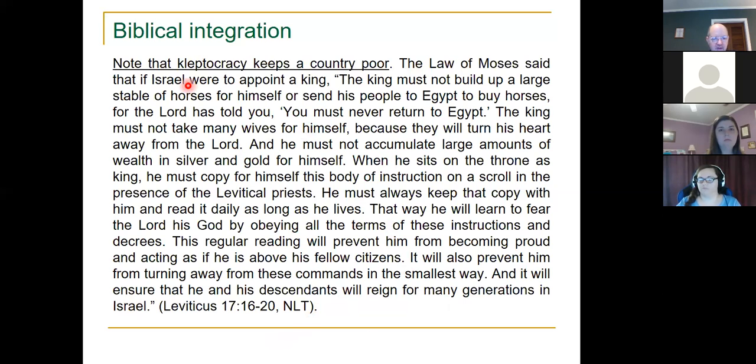So if you have a kleptocracy, you have a ruler who's confiscating wealth from the citizens of the country. And when that happens, they no longer have an incentive to do any work because whatever they produce is going to be taken anyway.